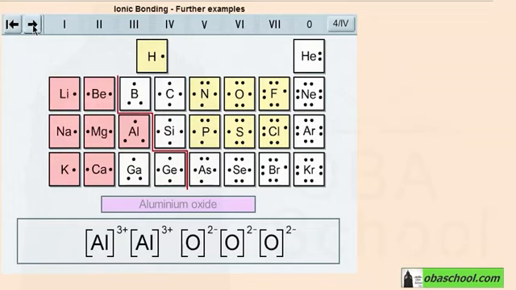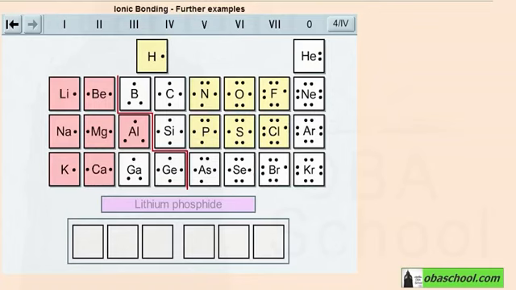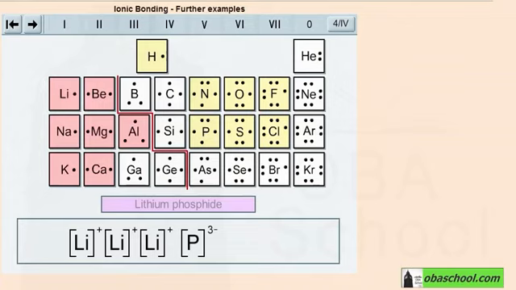Let's see now lithium phosphide. The elements of lithium phosphide are lithium and phosphorus. 1 electron will be transferred from lithium to phosphorus, but phosphorus still needs 2 electrons, so we'll take another lithium atom which will transfer its electron completely to phosphorus. And we still need 1 more electron, so we'll take a third lithium atom to transfer its electron to phosphorus. So now we have 3 Li+ ions and 1 P3- ion. The formula of lithium phosphide is Li3P.